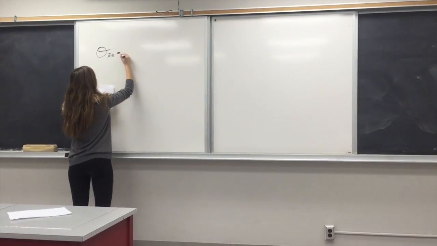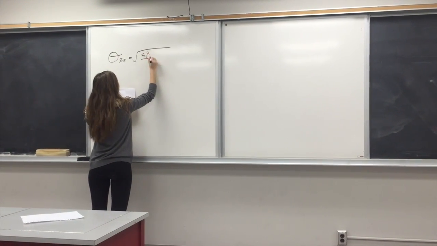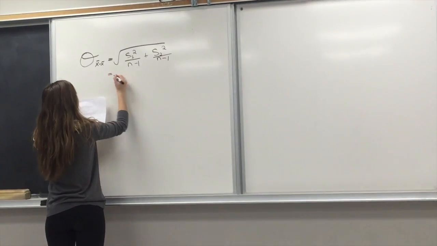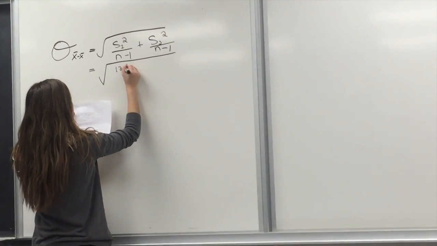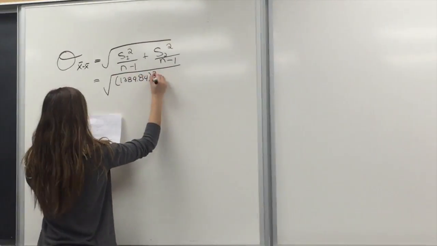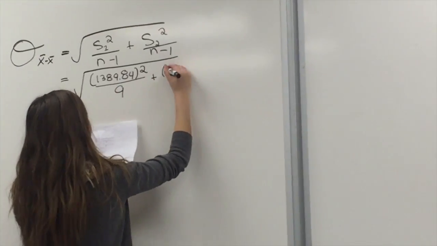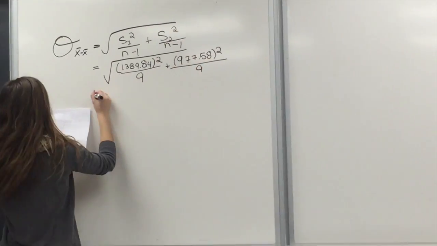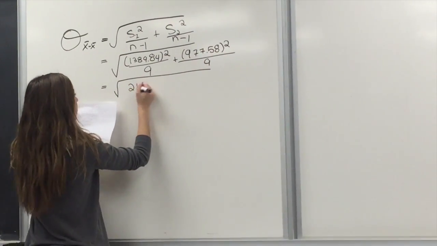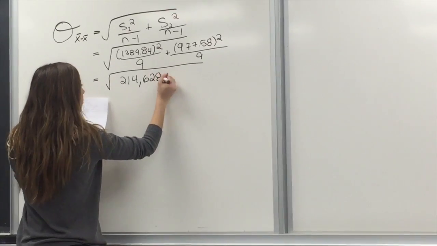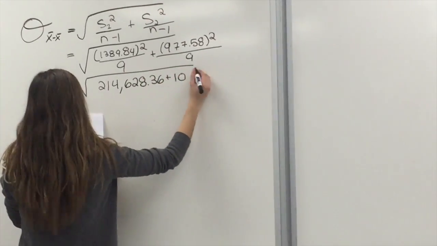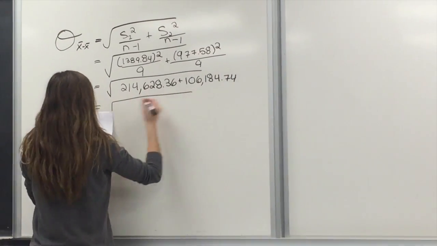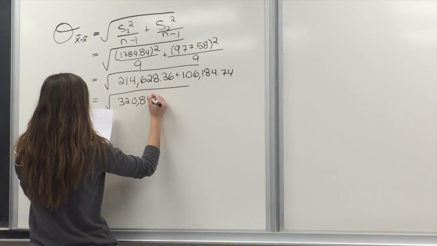Population standard deviation x bar minus x bar equals the square root of standard deviation 1 squared all over n minus 1 plus standard deviation 2 squared all over n minus 1, which equals the square root of 1,389.84 squared over 9 plus 977.58 squared over 9. This equals the square root of 214,628.36 plus 106,184.74, which equals the square root of 320,813.1, which brings us to 566.4.